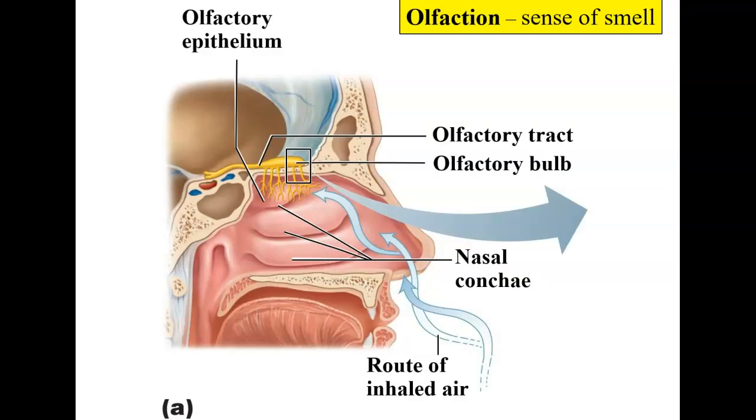So olfaction is the sense of smell. Olfaction occurs in your nasal cavity. Just to orient you here, you have your nostrils, you have your nasal conchae, and then at the very top of the nasal cavity, we have these nerve endings of sensory nerve cells that are going to be able to sense odor molecules. These are going to collectively create cranial nerve number 1, which will link up with neurons in the olfactory bulb and be sent back to the brain for perception.